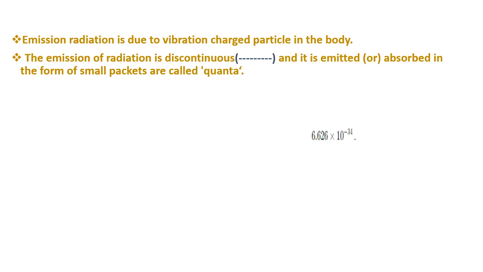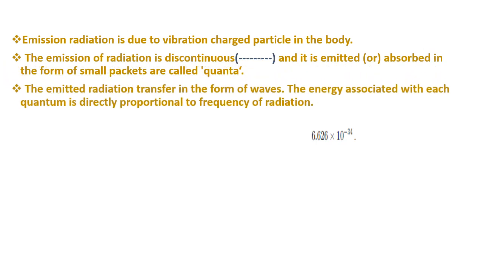A body emits or absorbs radiation in the form of small packets called quanta. Basically, charged particles emit radiation in the form of discontinuous radiation, and these discontinuous small particles are known as quanta. You can see here within the bracket we have a line divided into small pieces, and each piece of the line is called a quantum. The emitted radiation is transferred in the form of waves.